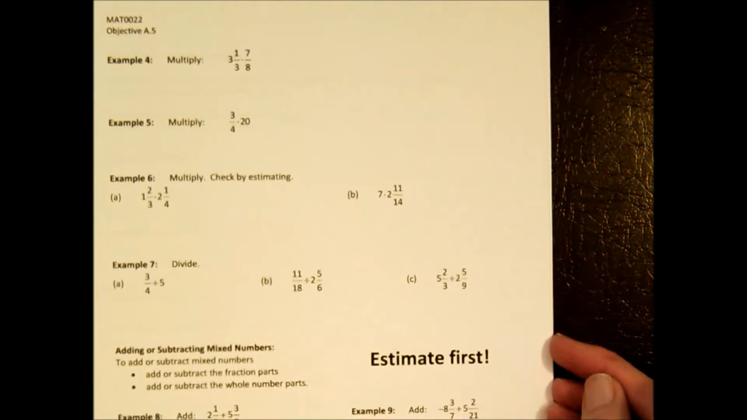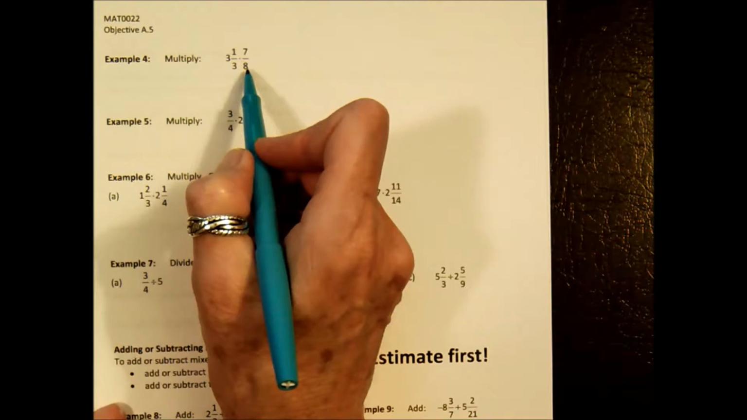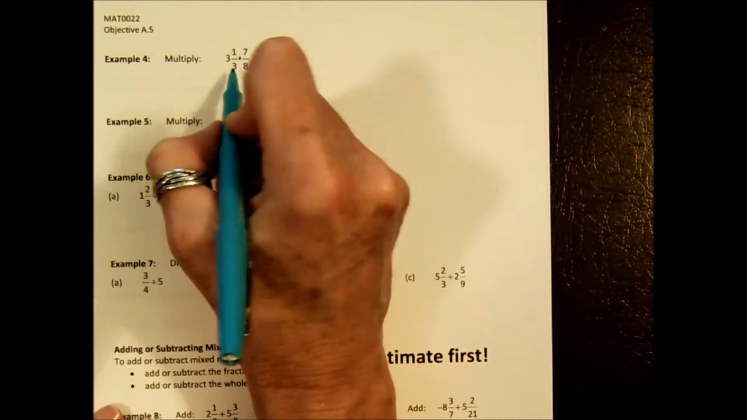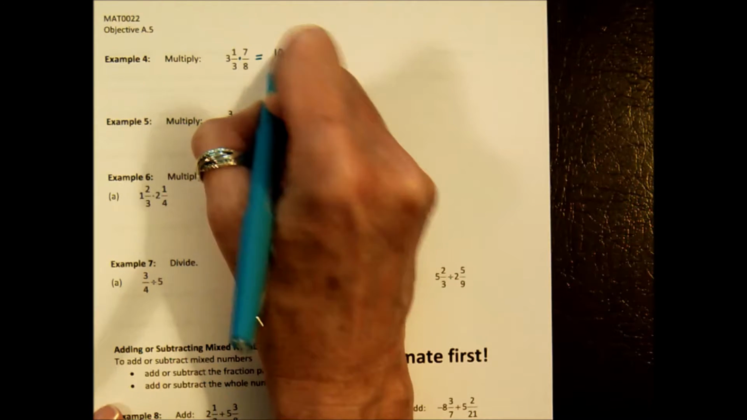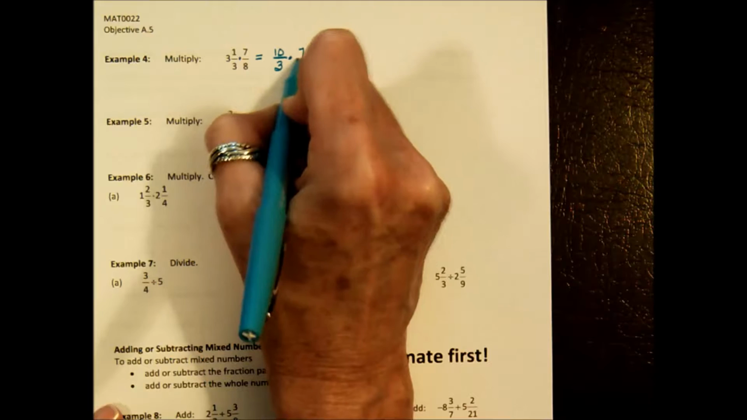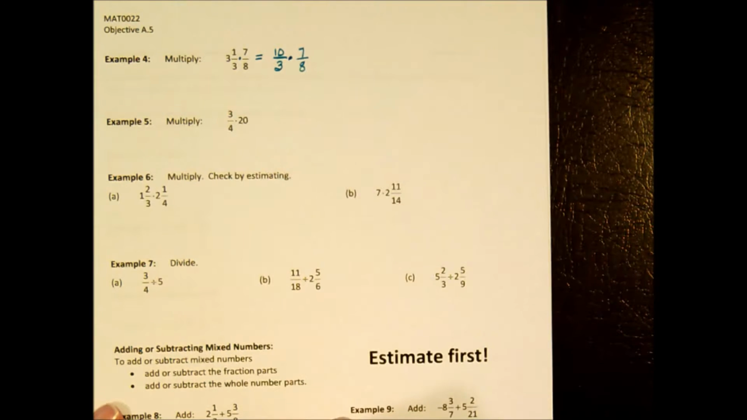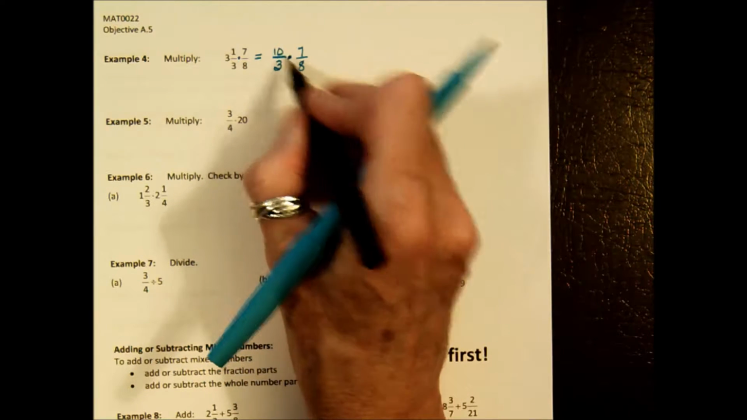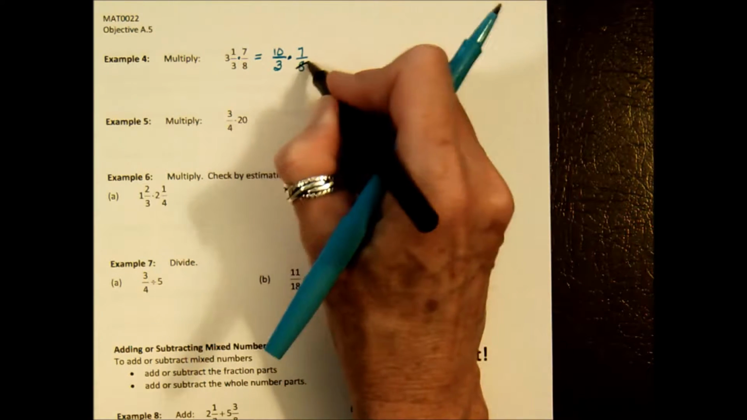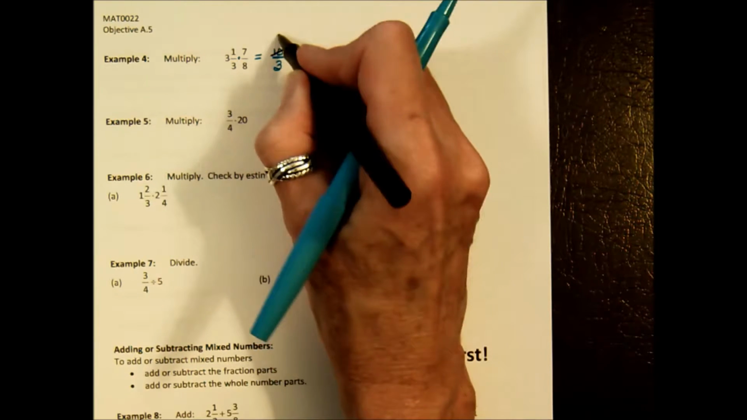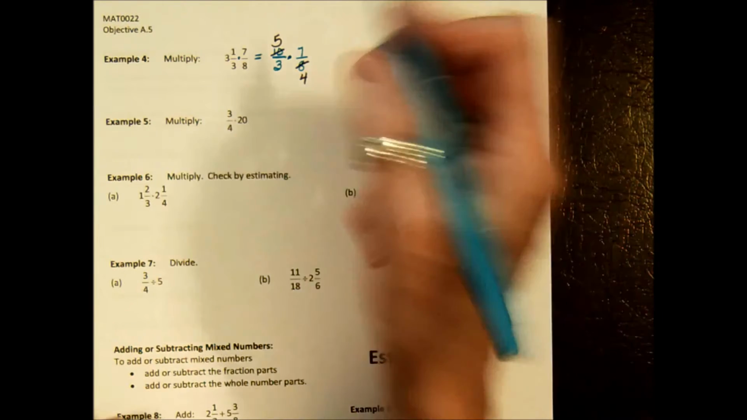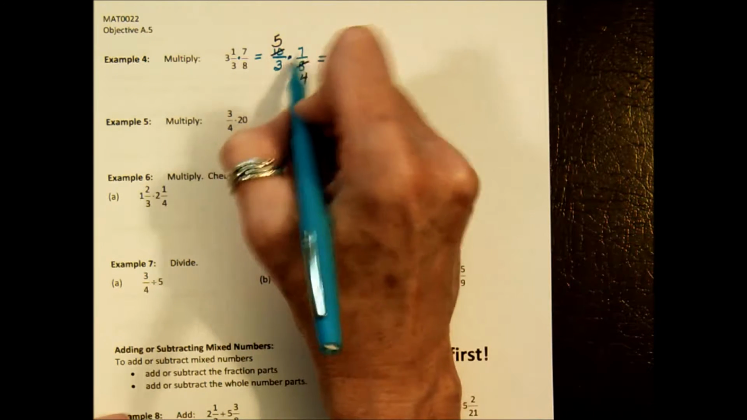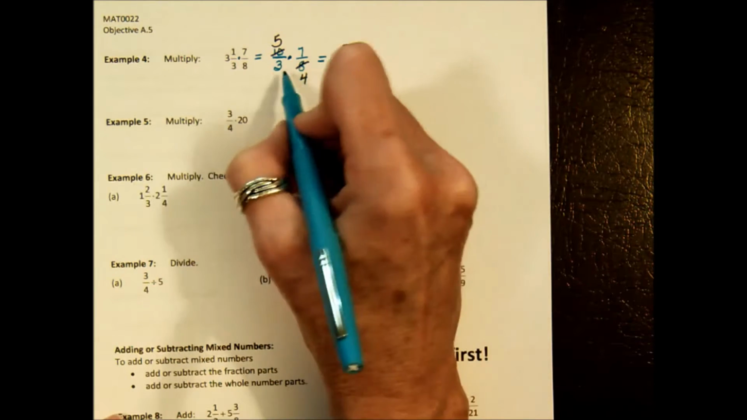We have multiply 3 1/3 times 7/8. First thing you want to do is change that to an improper. 3 times 3 is 9 and 1 is 10/3 times 7/8. And now that I am multiplying, I'm allowed to cross cancel. Is there anything that goes into 10 and 8? Yes, 2. 2 goes into 8 4 times. It goes into 10 5 times. Nothing goes into 3 and 7 other than 1. So we're just now going to multiply 5 times 7, 3 times 4.